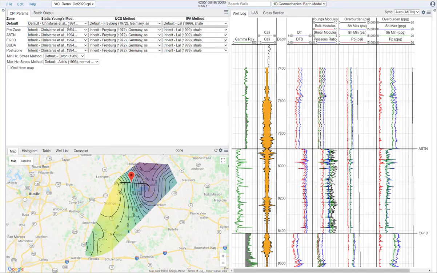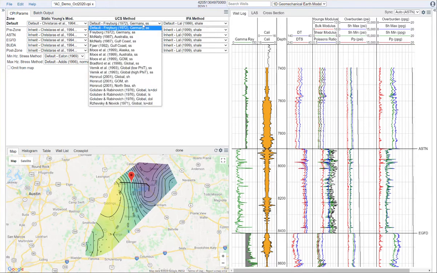Okay, so once you've set your static Young's modulus, you'll need to determine a method for looking at the unconfined compressive strength. We have built in 17 different correlations for this. Once again, these are predominantly empirical correlations. These were outlined extensively in Chang et al.'s 2006 summary paper, where they evaluated a number of these against core. They have all the equations outlined in there, so I would definitely recommend you check that out as a reference.